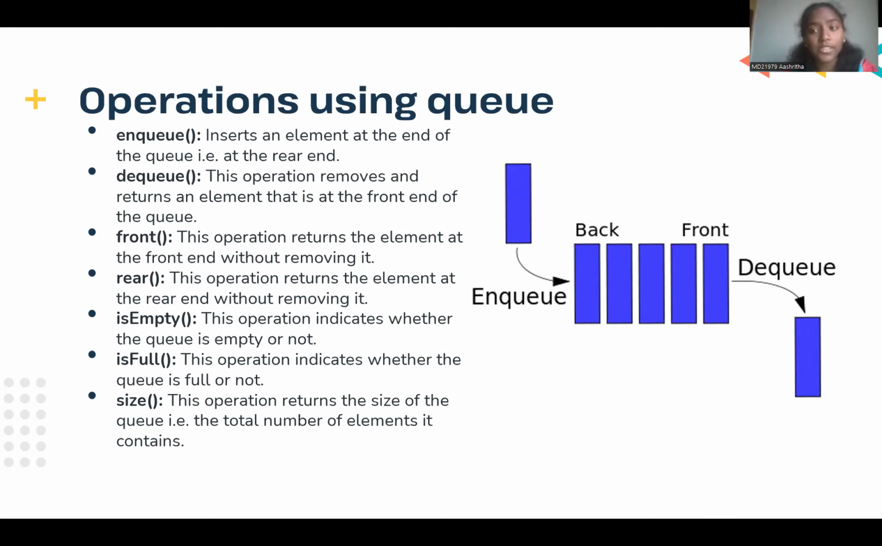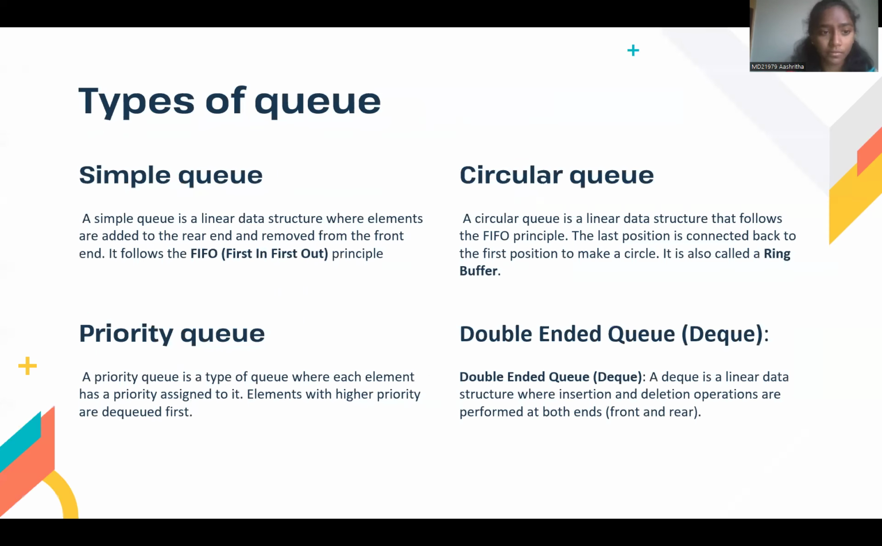Is empty: this operation indicates whether the queue is empty or not. Is full: this operation indicates whether the queue is full or not. Size: it returns the size of the queue. Types of queue. There are four types of queue: simple queue, circular queue, priority queue, double-ended queue.